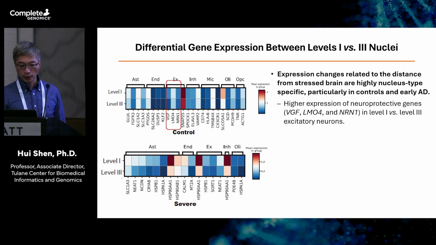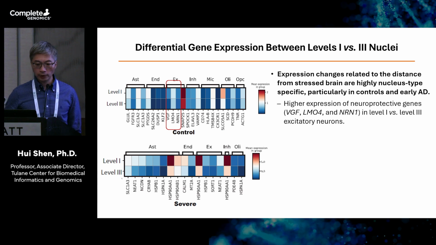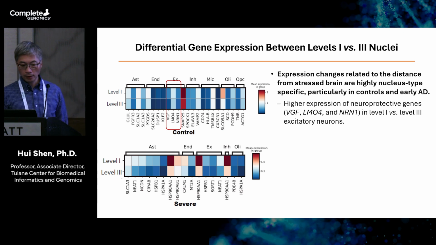I want to highlight one group of genes here, which is the higher expression of the neuroprotective genes, such as VGF or RMO4, in the level 1 versus level 3 excitatory neurons in the control group. So this roughly reflects that the cells close to those stressed neurons have higher expression of these neuroprotective genes, possibly to mitigate the stress of this neuron and try to prolong the neuron survival.